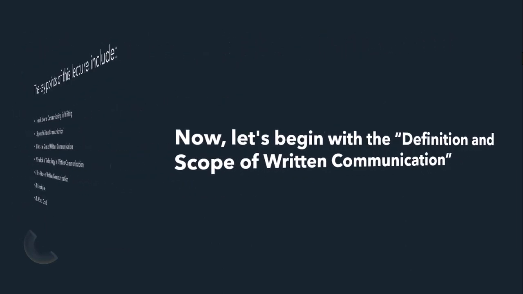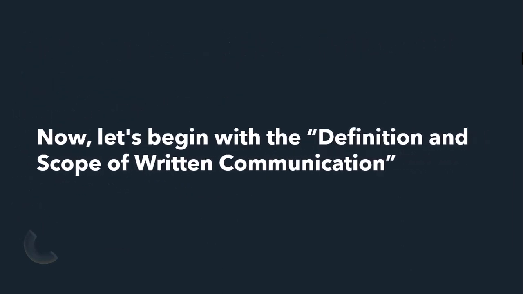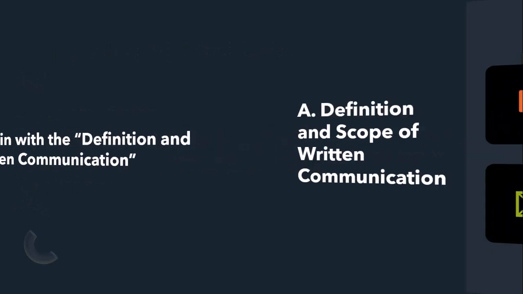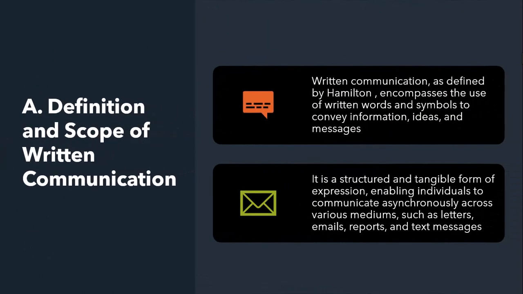Now, let's begin with the definition and scope of written communication. A. Definition and scope of written communication. Written communication, as defined by Hamilton, encompasses the use of written words and symbols to convey information, ideas, and messages. It is a structured and tangible form of expression, enabling individuals to communicate asynchronously across various mediums, such as letters, emails, reports, and text messages.